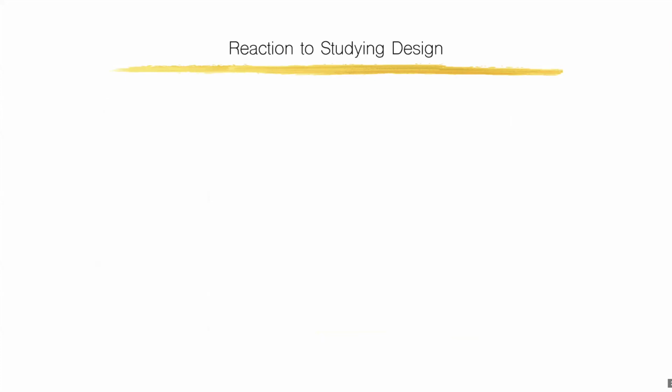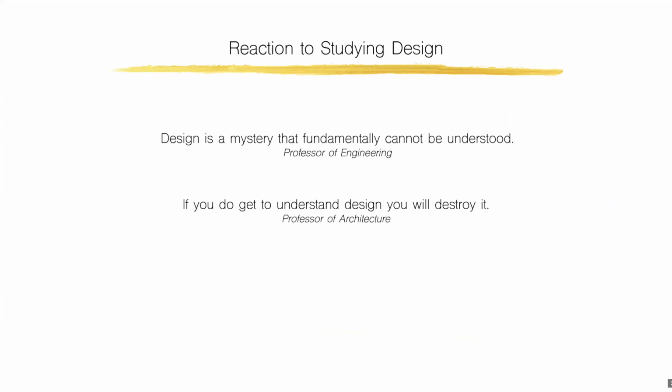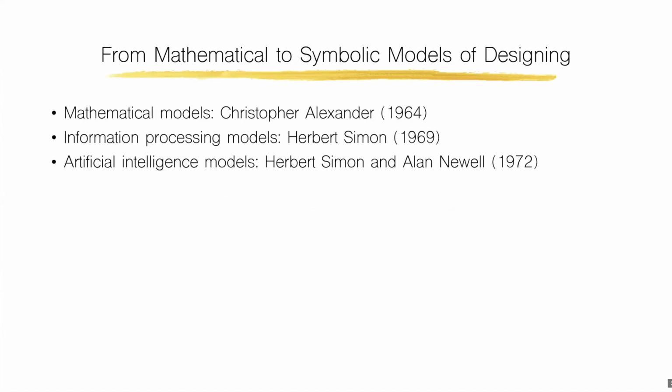So the first thing was that when I told the professors there that I wanted to study design, the professor of engineering said, "Design is a mystery that fundamentally cannot be understood." And that didn't come across as a very nice way to respond. And then the professor of architecture said, if you do get to understand design, you will destroy it. Neither of these were very encouraging, but we persisted. So what was happening then?